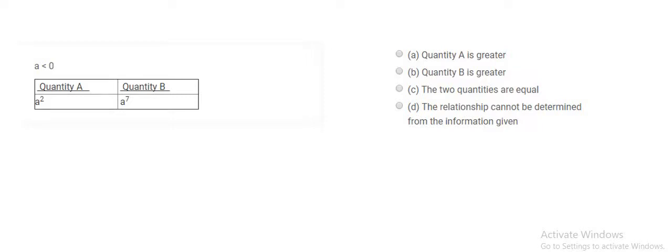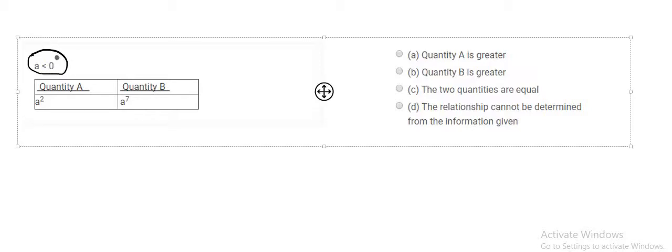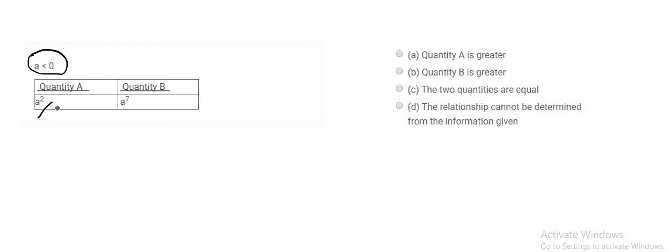We're going to solve a very easy problem of comparison where A is given as a negative quantity, and then it's asked to calculate and see whether these two quantities are the same, or greater or lesser than each other. So here we don't need to actually calculate, we can just look into the options. Since A is less than 0, it's always negative.